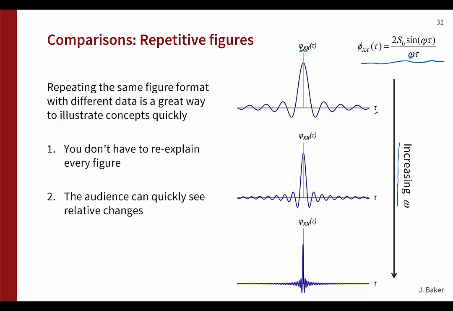As soon as you know what figure the top figure is plotting, so I just said, this is this phi function versus tau, then you immediately know what the middle and the bottom figure are because it's identical, right? And the other thing is that it's really nice for comparisons, right?